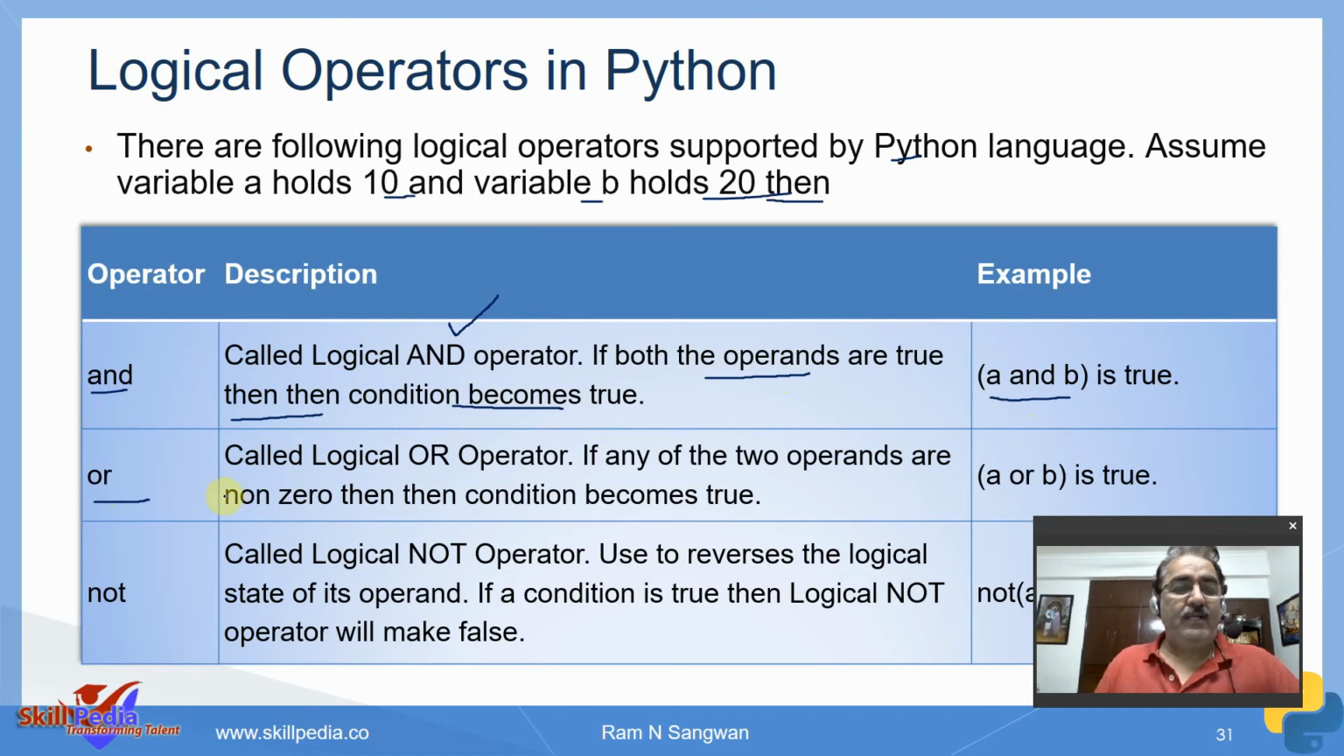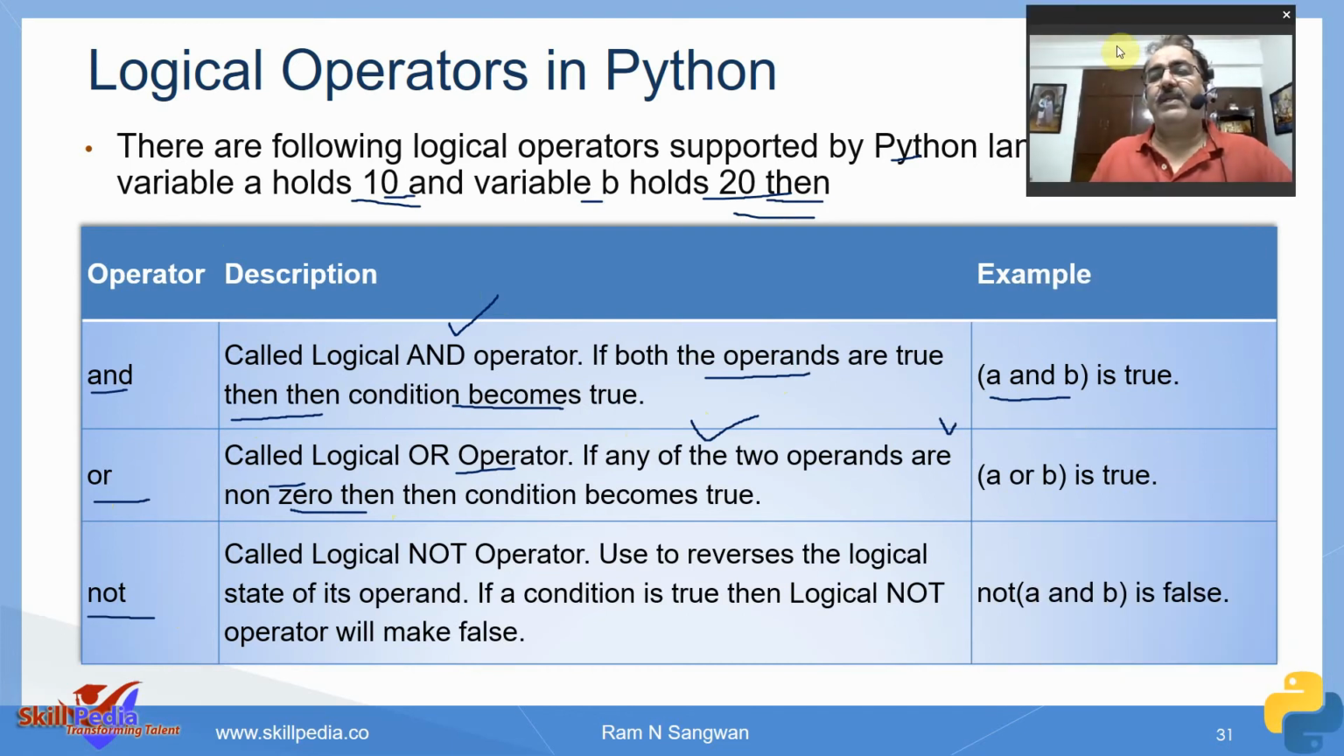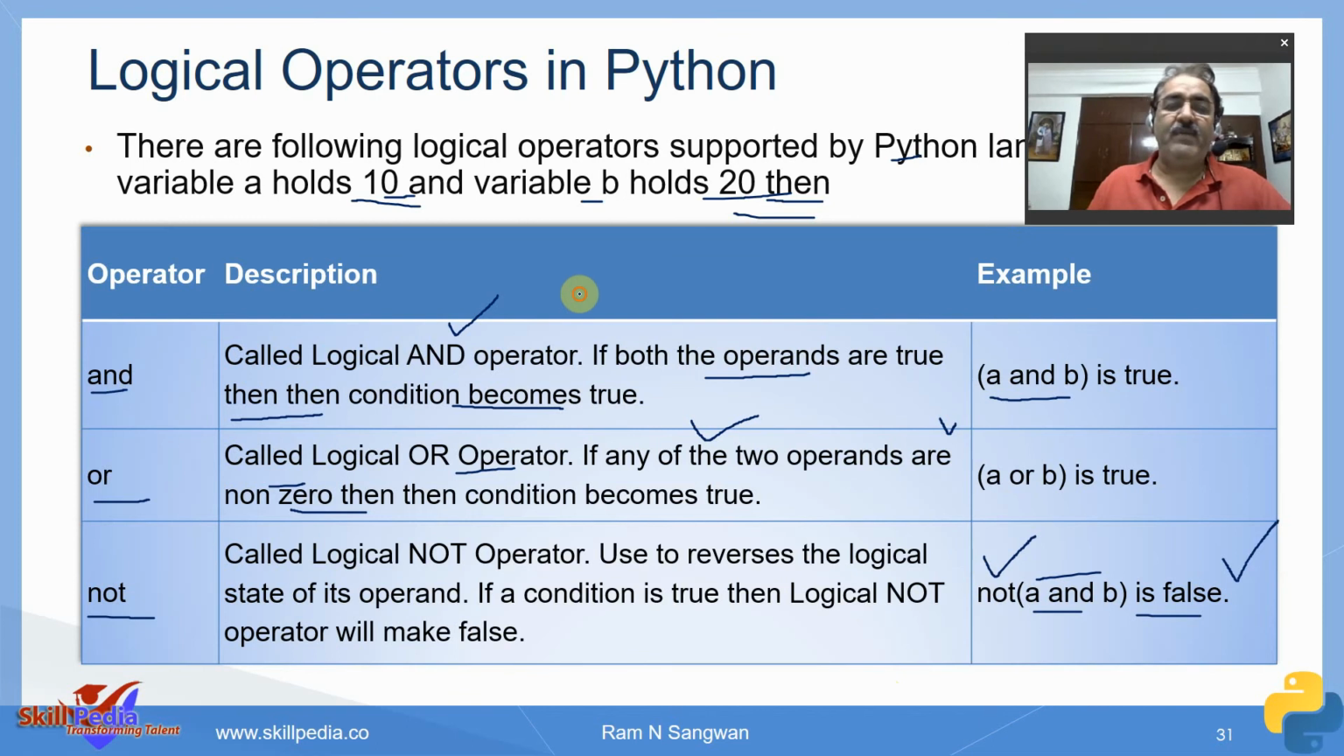OR, called logical operator OR. If any of the two operands is true, that is non-zero, because 0 means false and non-zero means true, then in this case we are getting true. NOT is negation. Negation means if it is true, return false. If it is false, return true. Like not of A and B will be false because both are true. So negation of true is false. These are new operators. I'm sure you have not heard of these operators, but these are interesting, and Python is incomplete without these operators.